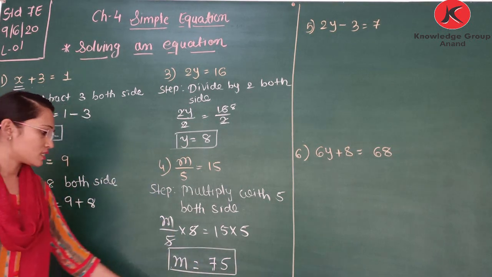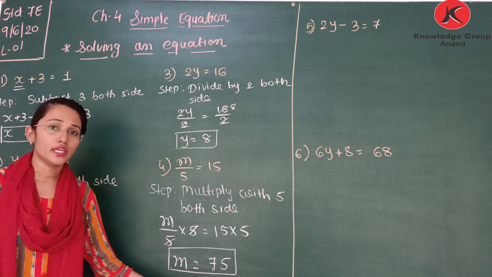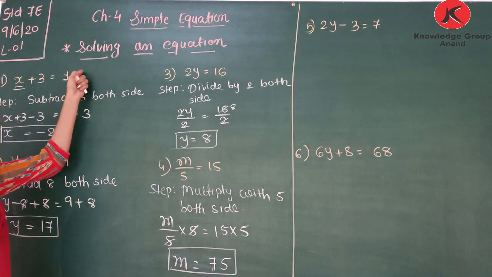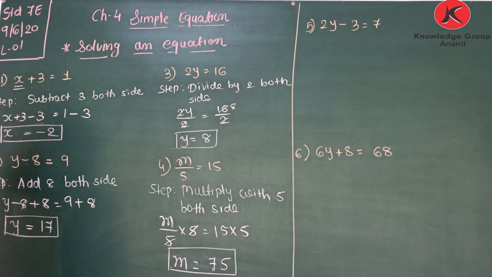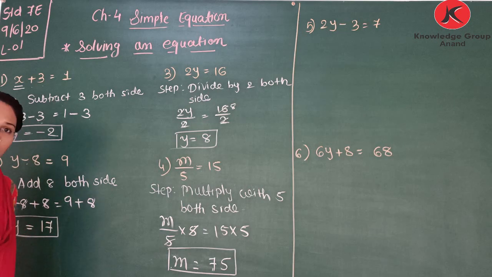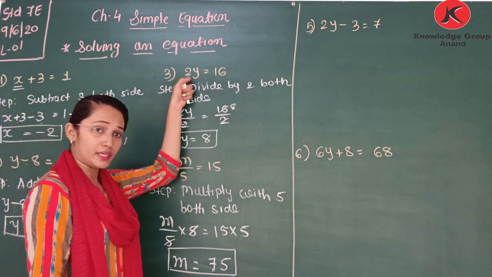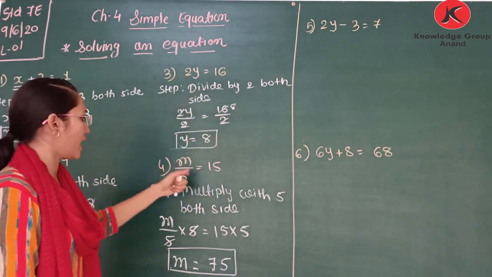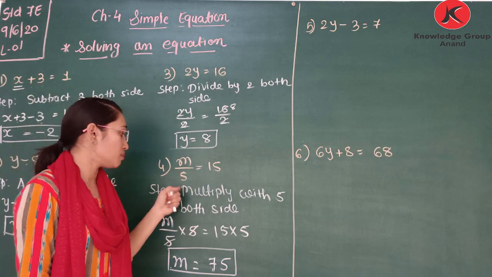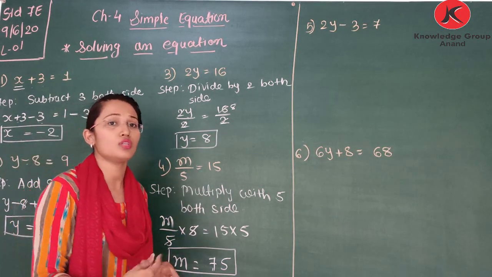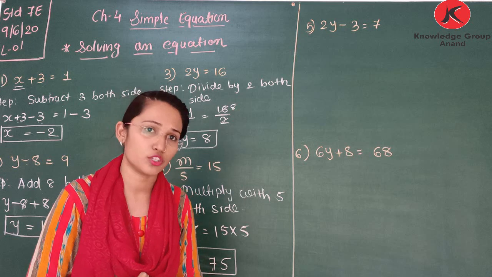So what will be your answer? 75. It means whenever it is addition, subtract the number from both sides. When it is subtraction, add the number to both sides. If it is multiplication, divide on both sides. And division means multiply both sides. It means you need to apply the inverse function.